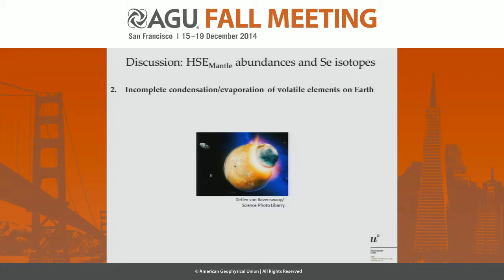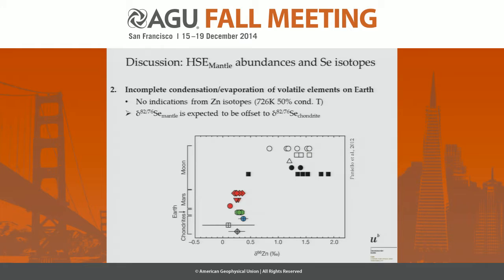The second process is an incomplete condensation from the solar nebula or a later evaporation of volatile elements. This could, for example, happen at the moon-forming impact. Here we can look at zinc isotopes, because zinc has a very similar condensation temperature to selenium, 726 degrees. But zinc is not siderophile like selenium, it's a lithophile element. If you look at zinc isotopes for the moon, we observe that the moon is highly depleted in zinc and also has very heavy zinc isotopes.